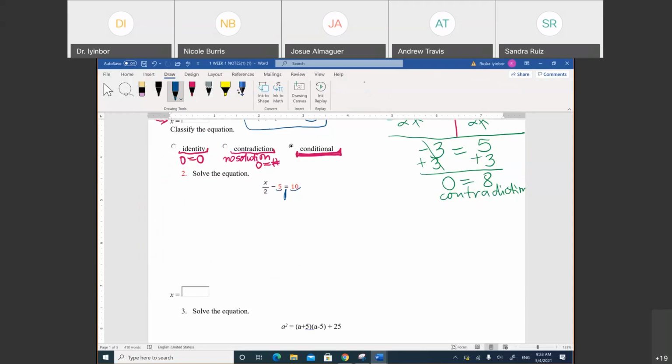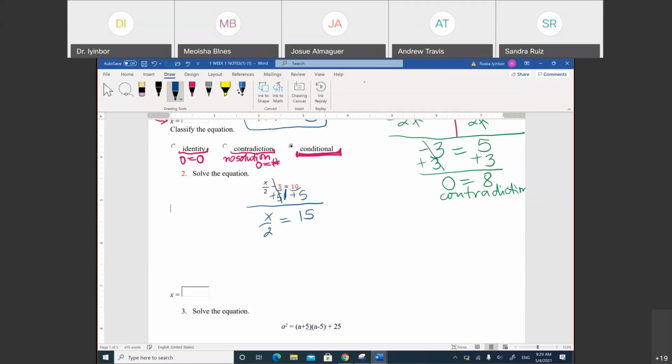Number 5. What are you going to do to move it? You're going to add or subtract? Add it. That's right. You're going to add 5. Good job. Because it's a -5, you're going to do +5. And 5 and -5 cancel. So we have x over 2 equals 15, right?